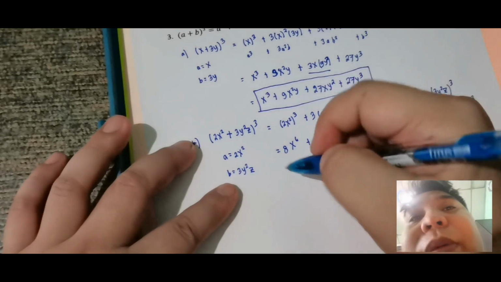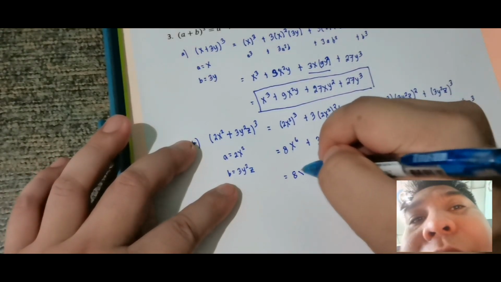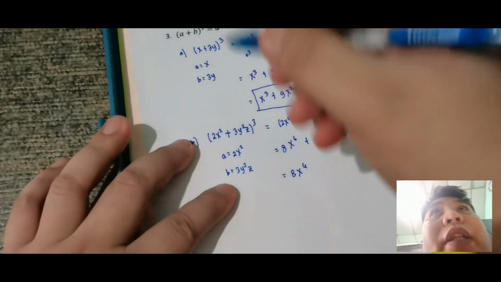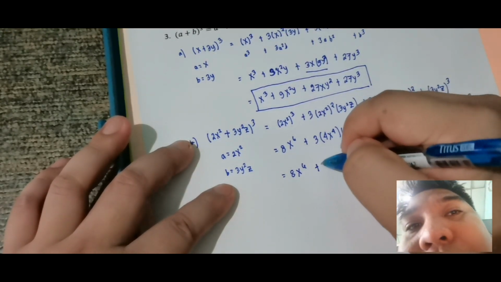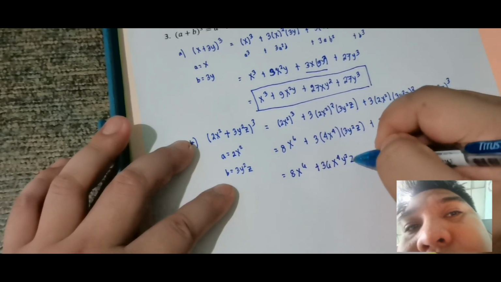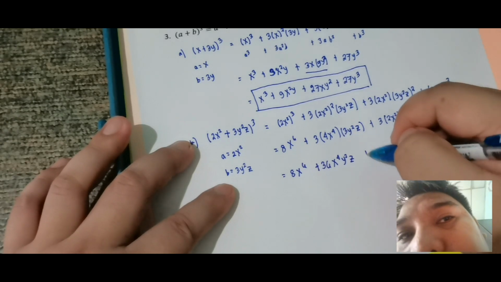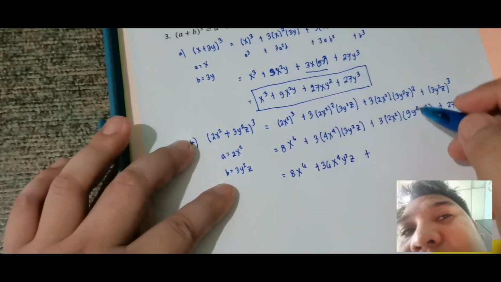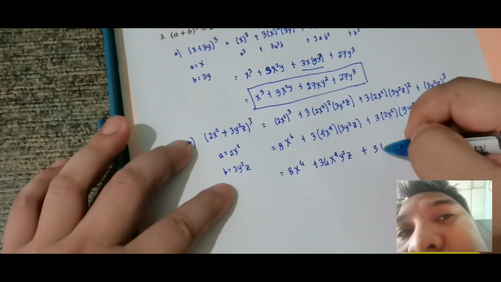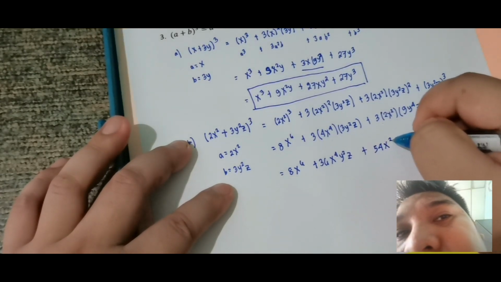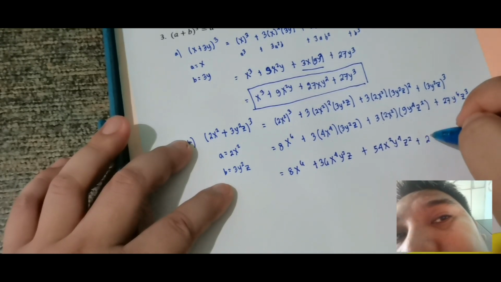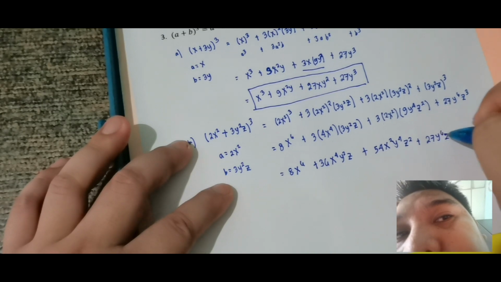Okay, so nasusunod natin formula. That is equal sa 8 x raised to 6. So 3 times 4 is 12 times 3 is 36. So that is plus 36 x to the 4th y squared z. Wala naman na magko-combine. Plus 3 times 2 times 9. That is 6 times 9. 6 times 9 is 54. That is 54 x squared y to the 4th z squared plus 27 y raised to 6 z cubed.